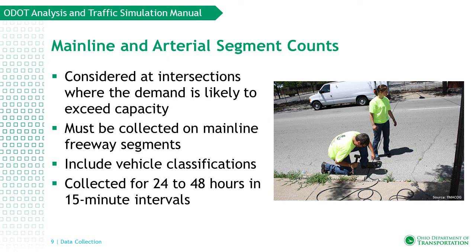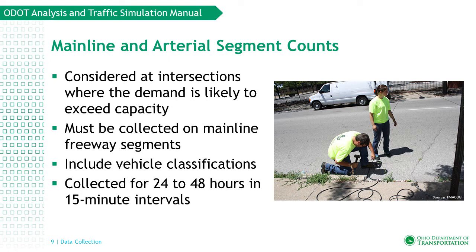Segment counts are not needed for every study, especially if turning movements can provide adequate count information. Segment counts should be considered at locations where the demand is likely to exceed capacity. Additionally, segment counts should be collected along mainline freeway segments. Provided turning movement counts at all the ramp terminal intersections within the study area have been collected, only one mainline count would be required. The turning movement counts in conjunction with the ramp terminal intersection counts can be used to calculate the volumes of all of the ramps and other freeway segments in the study area.